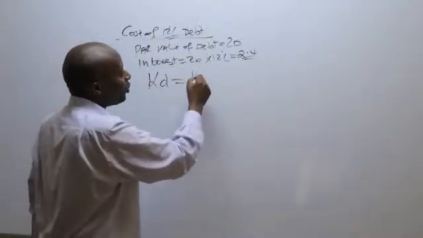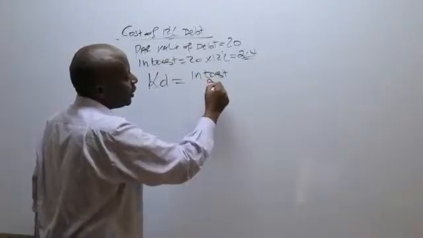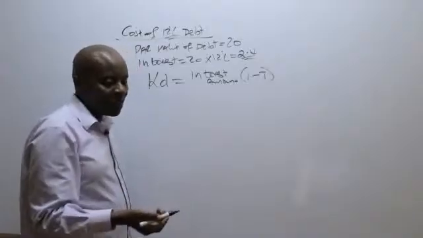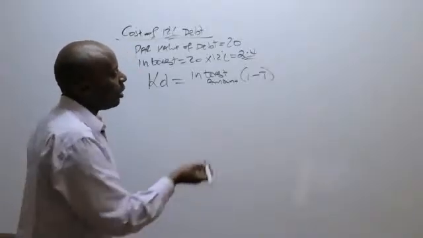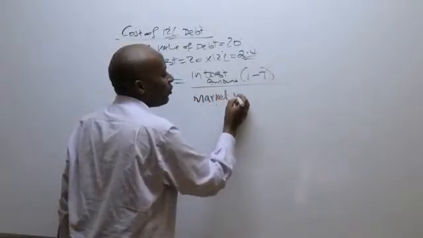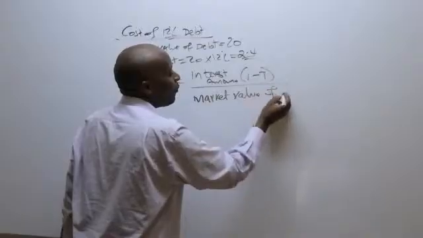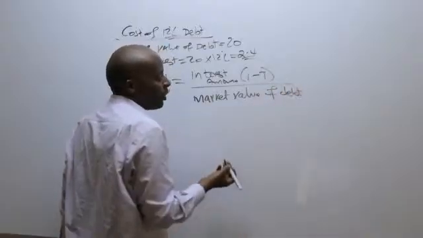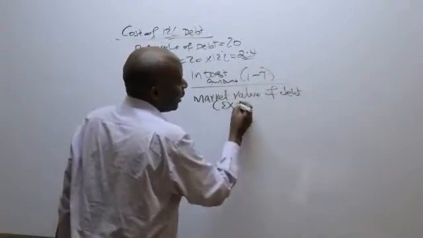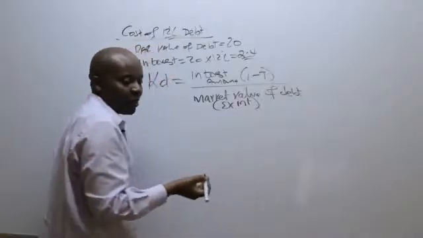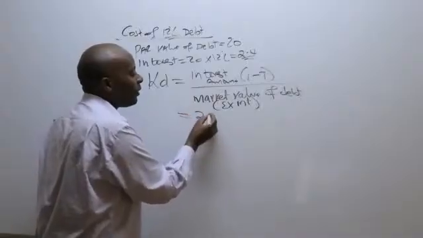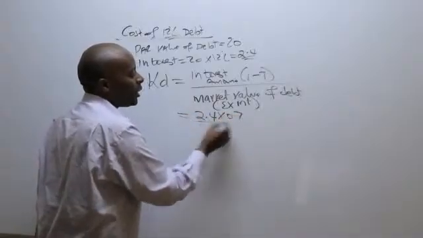KD should be equal to the interest amount that I have, times 1 minus tax, because remember, interest, unlike dividends, is normally tax allowable, all over the market value of the debt instrument. Again, remember that this market value must be like the ex-div. In this case, we talk of ex-interest. So the interest amount that you have given me is 2.4 times 0.7.